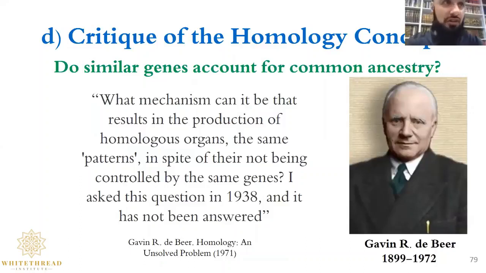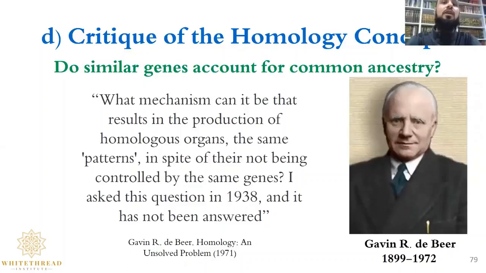So this problem that I just told you about is a big disparity between genes and the morphological features, the traits, and the phylogenetic trees that are constructed on the basis of this. Gavin de Beer had this to say: what mechanism can it be that results in the production of homologous organs, the same patterns, in spite of their not being controlled by the same gene? And then he says, I asked this question in 1938, and it has not yet been answered in 1971.